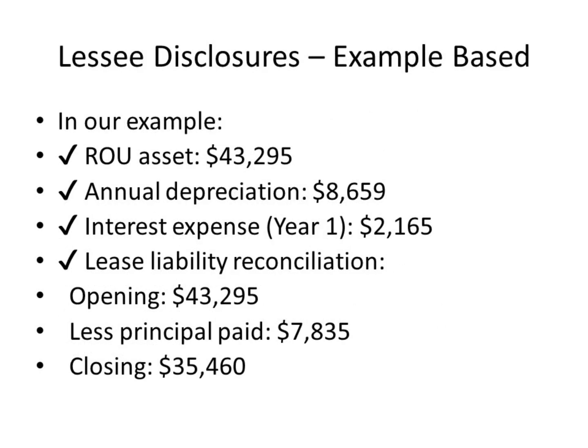In our example, the right-of-use asset is valued at $43,295. Depreciation per year is $8,659. Interest expense in year one is $2,165. The lease liability reduced by $7,835, bringing the closing balance to $35,460.